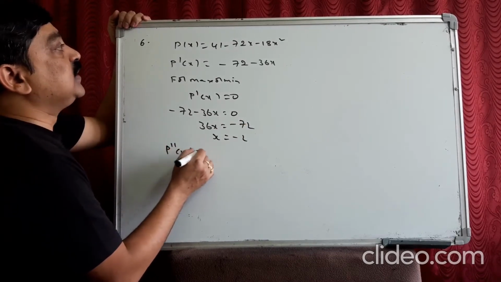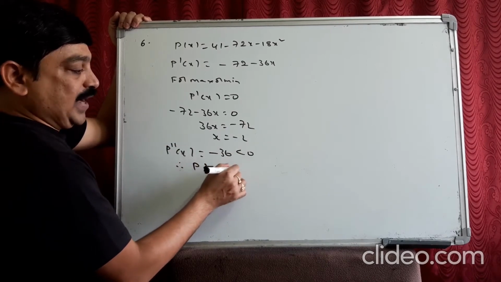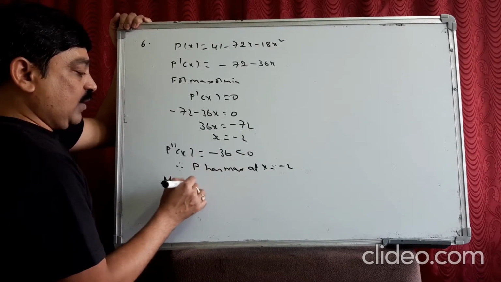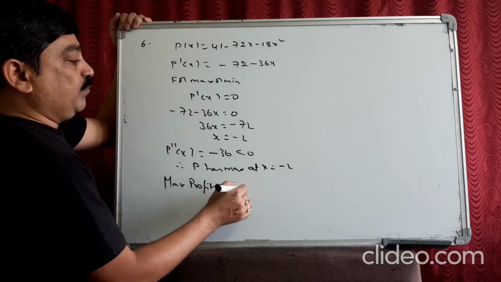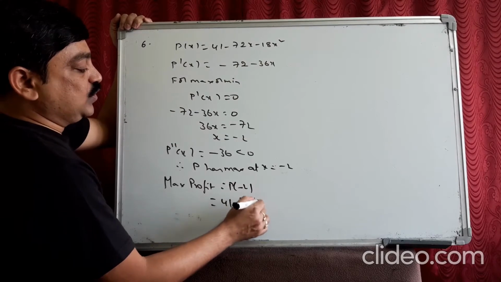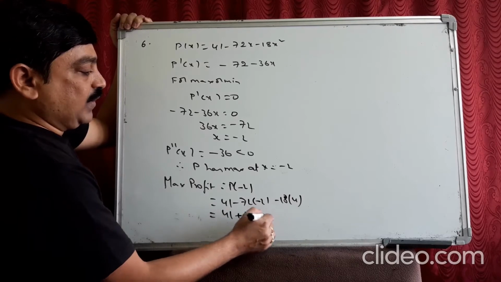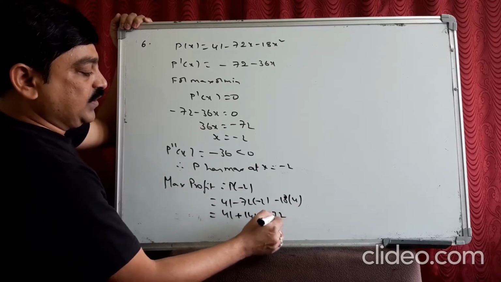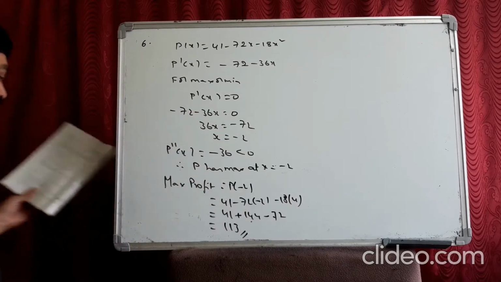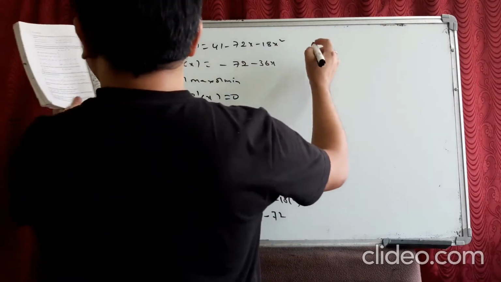So let us go with the double derivative. P double dash of x is minus 36, negative. Therefore, P has maximum profit at x equal to minus 2. What is that profit? Maximum profit will be P of minus 2. Substitute minus 2 in the main question: 41 minus 72 into minus 2 minus 18 into 4. 41 plus 144 minus 72, so 113 is the maximum value. Okay, the same way. Next question also the same. Seventh one.